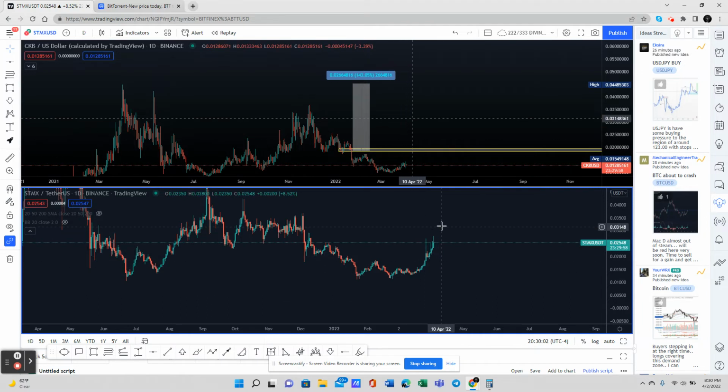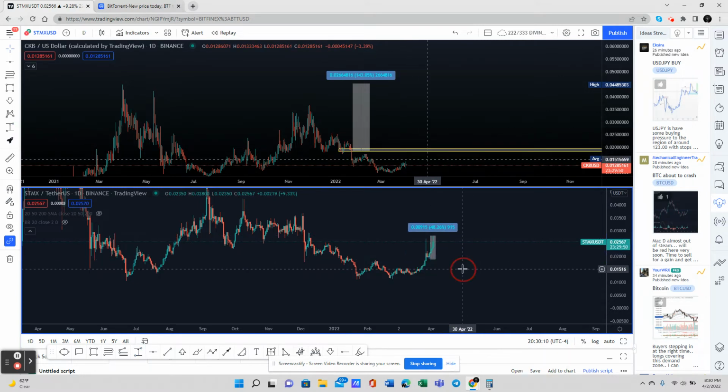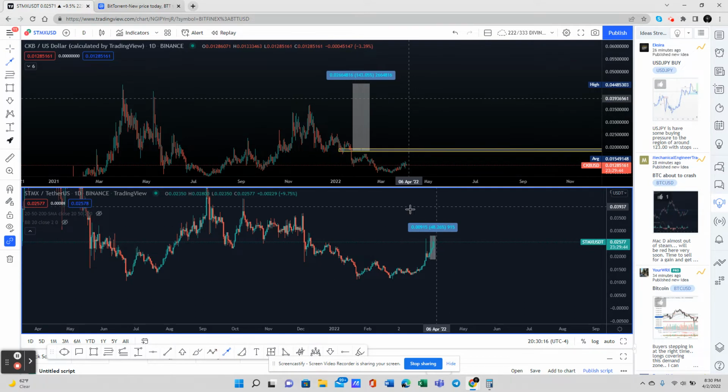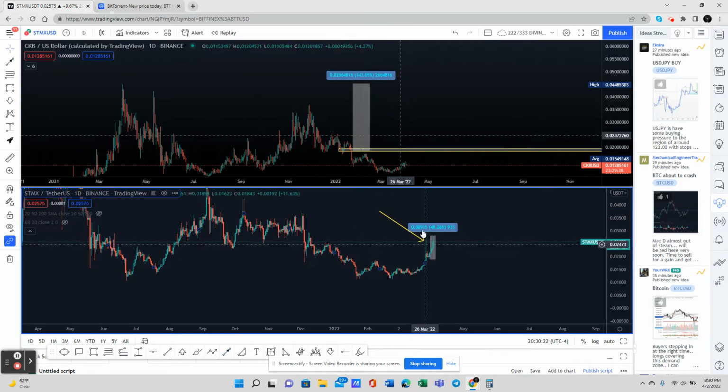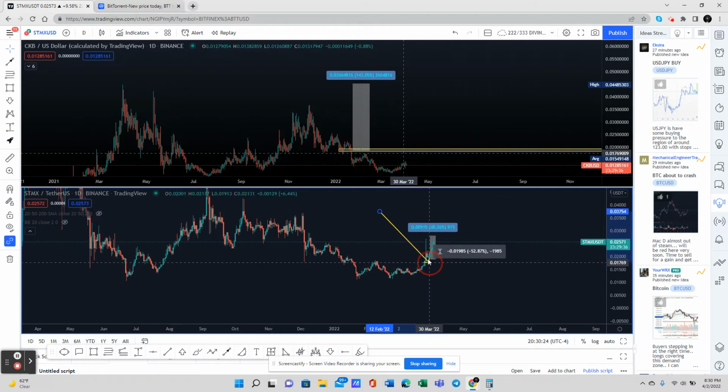But then we get this nice little rally. And when I got in this area, we're up 48%. So what did I do? On this spike up right here, I took profit. Then what happened? Price crashed back down. What did I do? I entered back in.